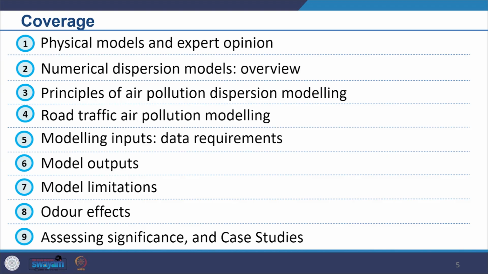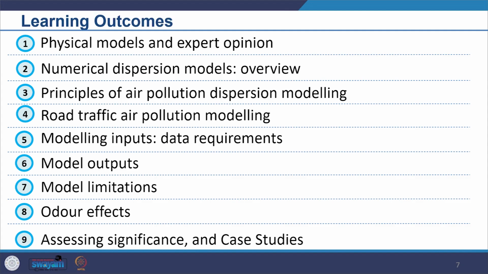Further, we'll look into what kind of data is required for modeling purposes. So what is the input data we give? Then we'll look into the model output. Further, we'll look into the limitations of the modeling. Further, we'll also look into order effects concerning air quality. Then we look at how we assess the significance of our results, whatever impact we get, how do we look at the significance of those impacts. Further, we'll briefly cover one case study.